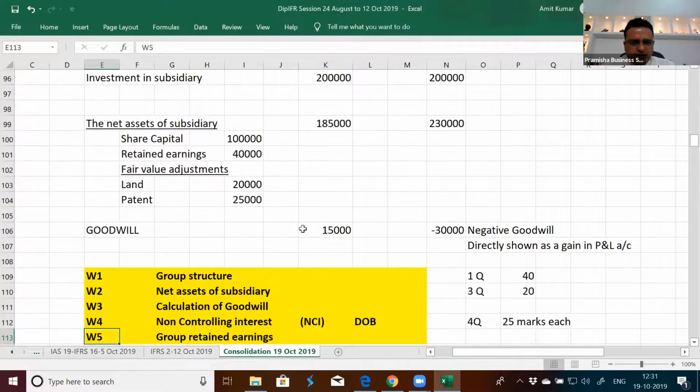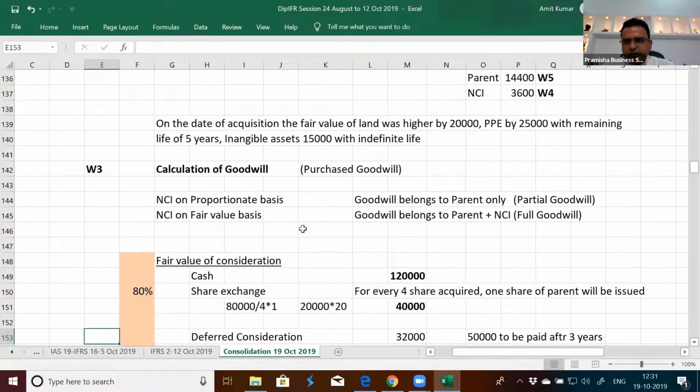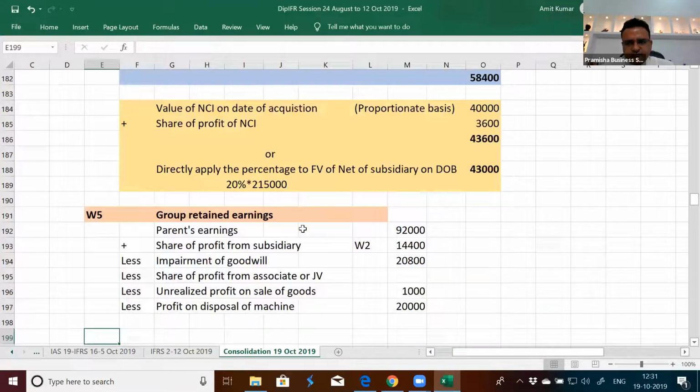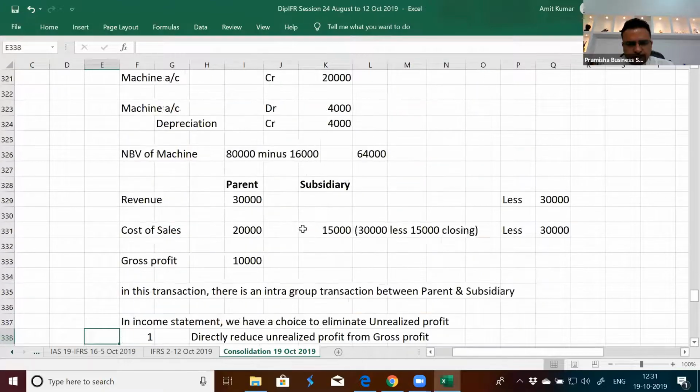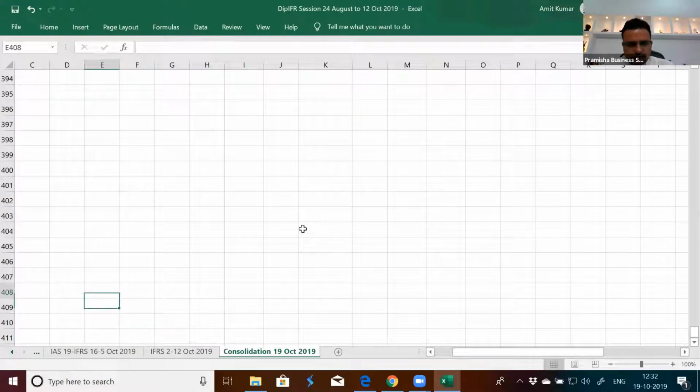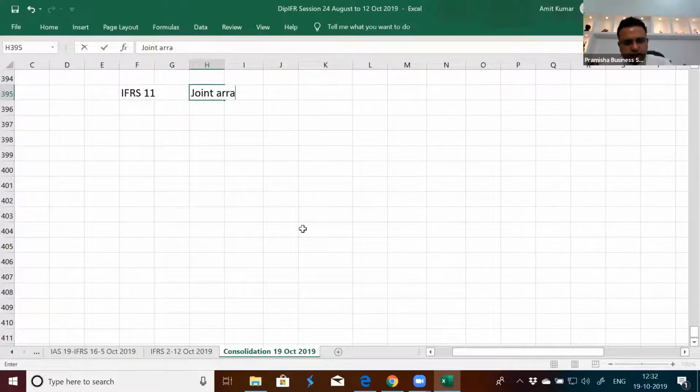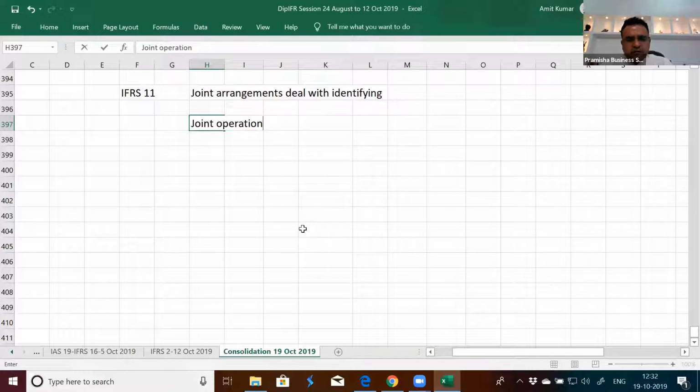Let's discuss joint operations and joint arrangements. So IFRS 11 Joint Arrangements deals with identifying whether it is a joint operation or a joint venture.